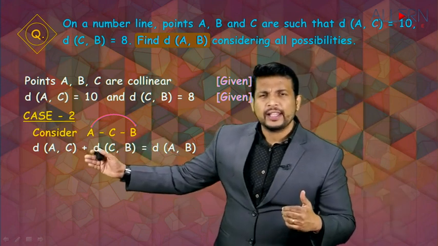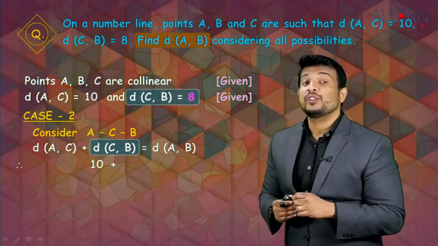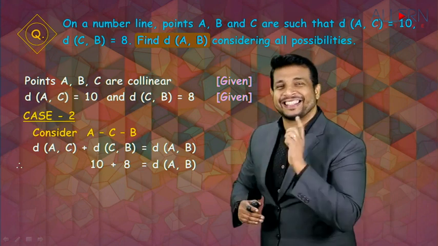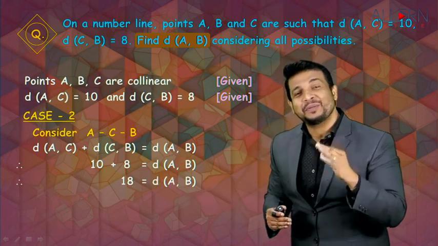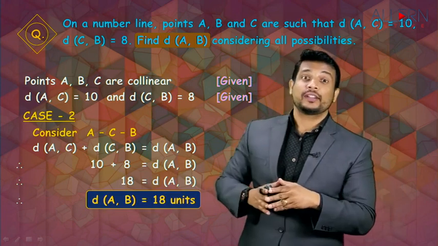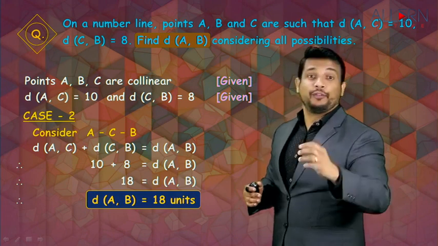What is distance between A and C? That is 10. So we write that 10. Distance between C and B, how much is that? It is 8. Distance between A and B, we don't know. Keep it as it is. What is 10 plus 8? 18. So we write 18 is equal to distance between A and B. That means we got that distance between A and B is 18 units. So we found the distance between A and B for the second possibility, for the second case.